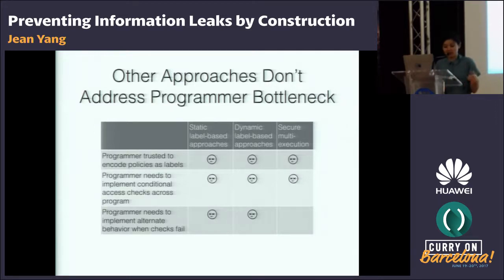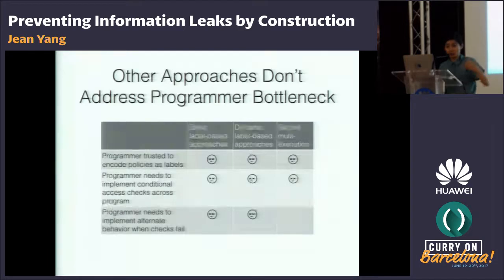The programmer also needs to implement conditional access checks across the program still. So these approaches will check that your program isn't leaking information, but someone still has to make sure that the program is constructed correctly, otherwise the program won't compile, or there's going to be some kind of behavior at runtime that a runtime monitor will stop. And the programmer is also responsible for implementing alternate behavior for when these checks fail. So in the other cases, unless the programmer just wants some kind of 404 error or some kind of other silent failure when the program is running, the programmer needs to make sure, okay, I've handled all these cases.